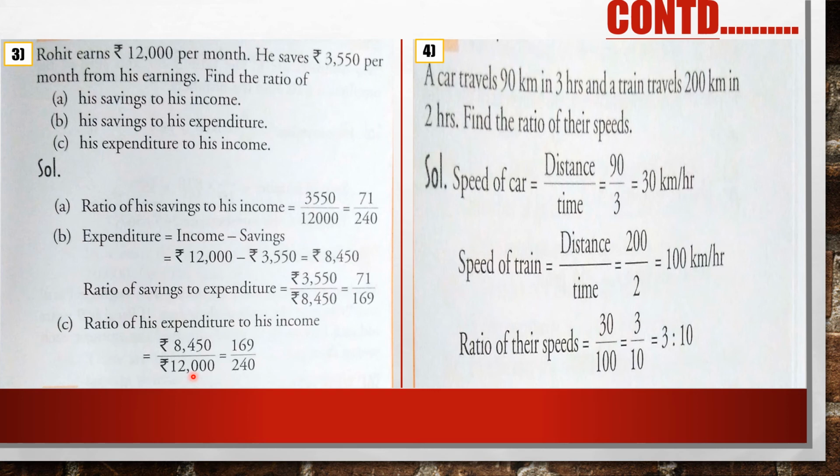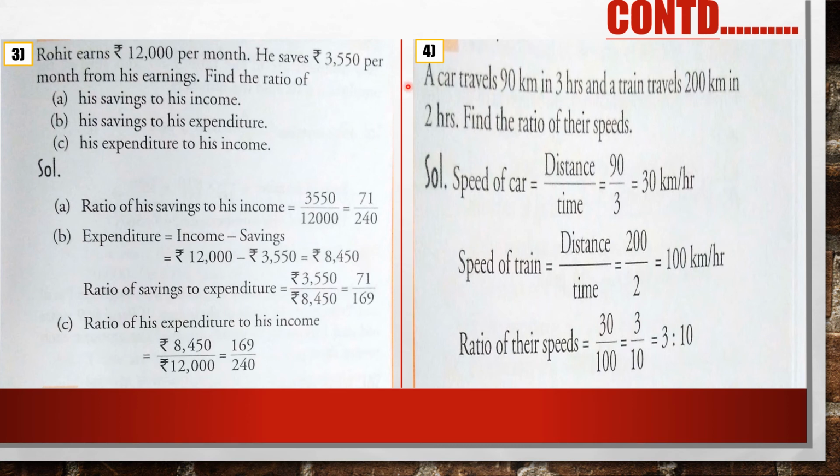HCF of 845 and 1200 is 5. So divide 5 to both numerator and denominator. As 845 divided by 5 over 1200 divided by 5, we get 169 by 240. Hence the ratio of his expenditure to his income is 169 is to 240.